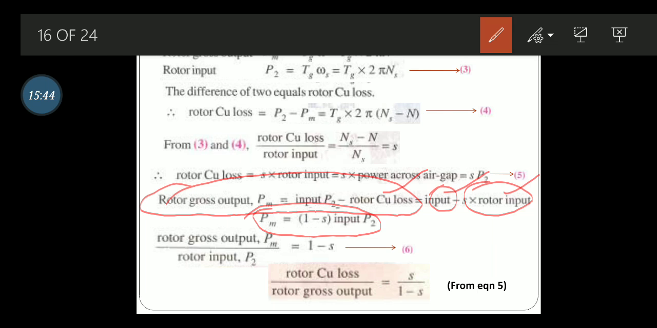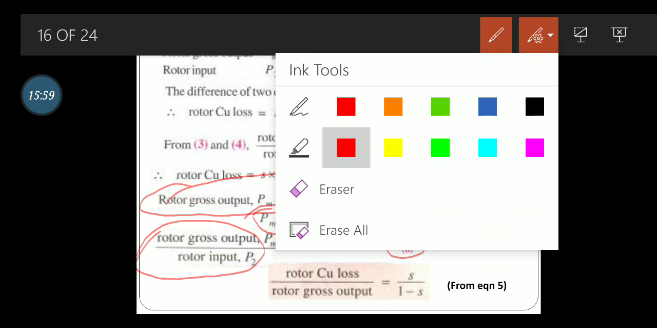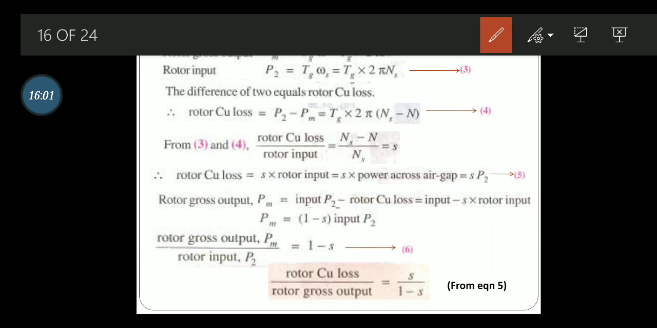Now you take this ratio, that is gross rotor output divided by rotor input. Bring this into the numerator, and you will get it equal to 1 minus s. Call this equation number 6.